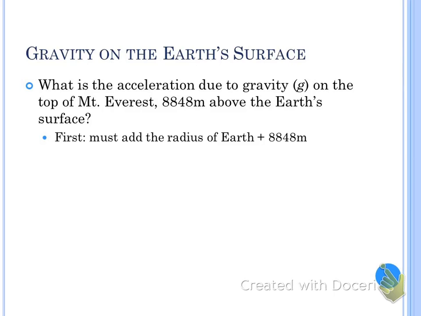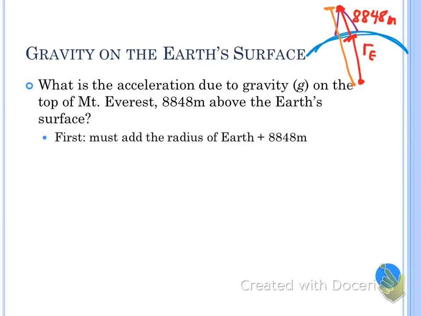The first thing that we have to do is add the radius of the Earth to the value that's given to us, because essentially what they're telling us here is that here's our surface of the Earth, here's our Mount Everest, and we want the radius of our object to be from the center of the Earth, r sub e, plus this distance, which is 8,848 meters. So we must add those two together. We want our whole radius to go from the center of the Earth to our object.